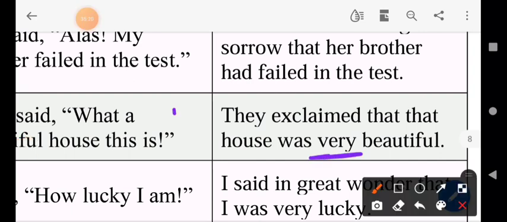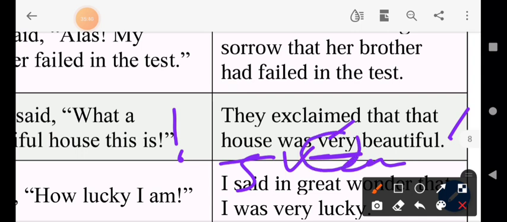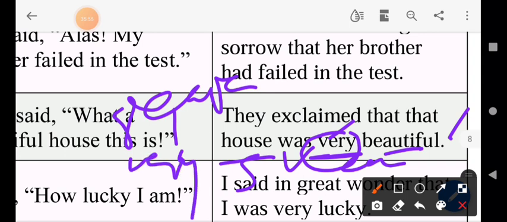We change the exclamatory sentence into an assertive sentence. In the assertive sentence, that house is the subject, then verb plus complement. Beautiful is an adjective, with the adverb very. To show the greatness of the house, we should add the adverb very before the adjective. If it is a noun, we should add great, G-R-E-A-T, as in great house. If it is an adjective, we use the adverb very.